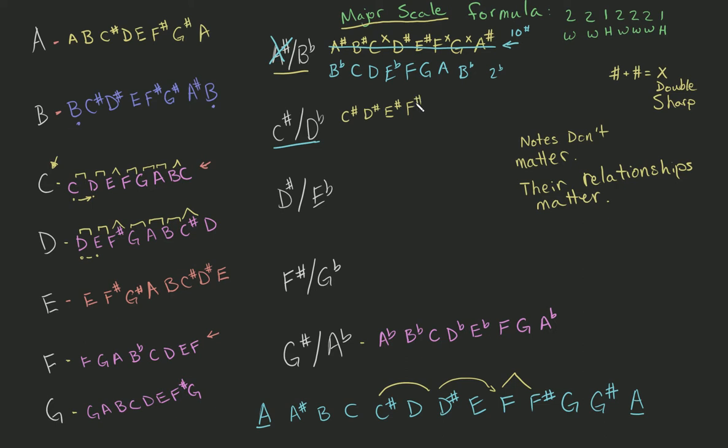And if you're wondering where we're getting the numbers from when I say 2, 2, 1, it's all from here. The major scale formula again is 2, 2, 1, 2, 2, 2, 1. Okay. 2 more gets us G sharp. 2 more gets us A sharp.